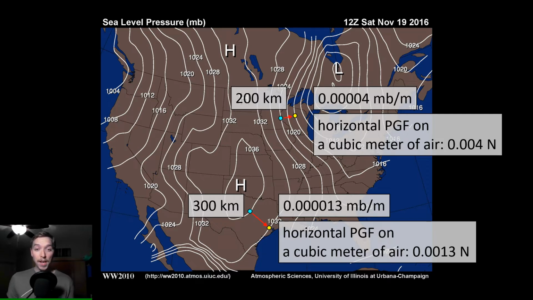So in this case, that shorter distance with much closer isobar lines has a higher horizontal pressure gradient force on a cubic meter of air and a higher pressure gradient in general.